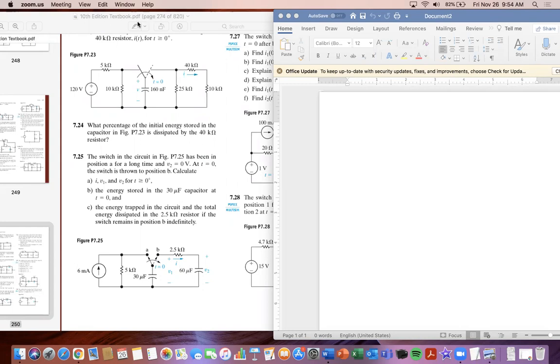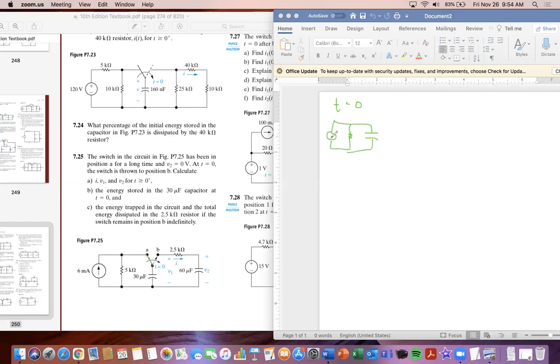Okay, so going back, what we need to do is draw the circuit at time t less than 0, and then draw the circuit at time t equal to 0. So let me draw this out for you guys. So t is less than 0. What is that going to look like? It's going to be hooked up this way here. So we're going to have 6 milliamps, 5K, and then we're going to have this capacitor.